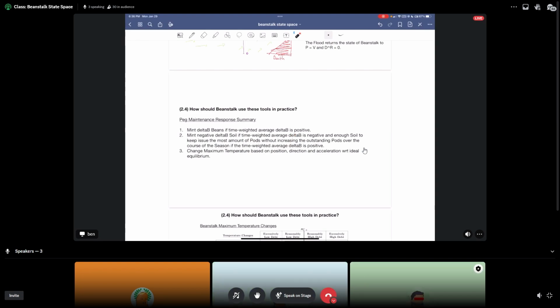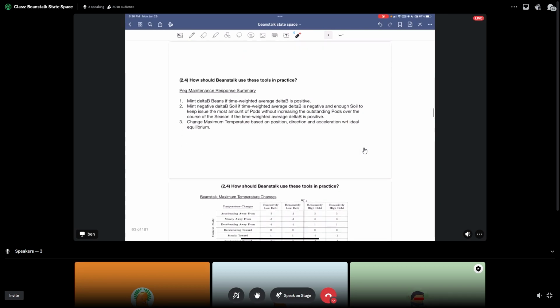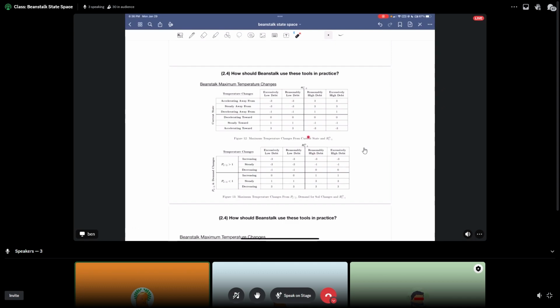Looks good. Great. Okay, so what is Beanstalk actually doing? When delta B is positive, it's minting beans. When delta B is negative, it's minting soil, both times equal to delta B. When the delta B is positive, the Beanstalk still mints some beans to be able to measure demand for soil. And then it changes the max temperature based on position, direction, and acceleration. So, I'm sure we've all spent a fair amount of time trying to understand what in God's name is going on in these charts.